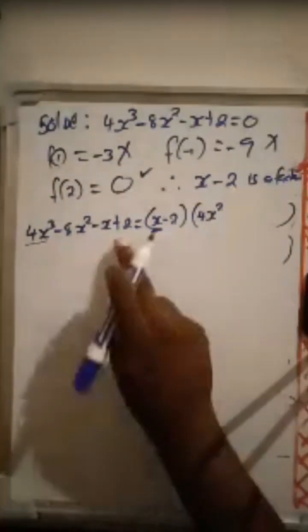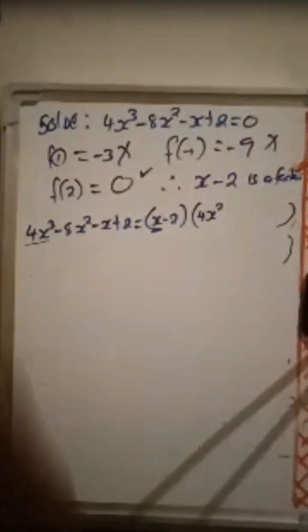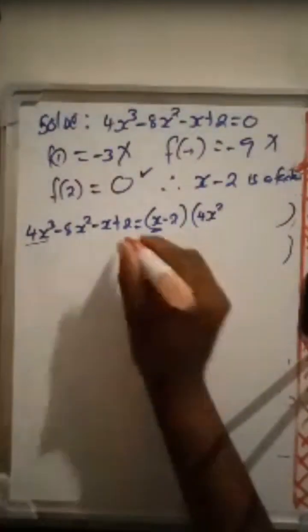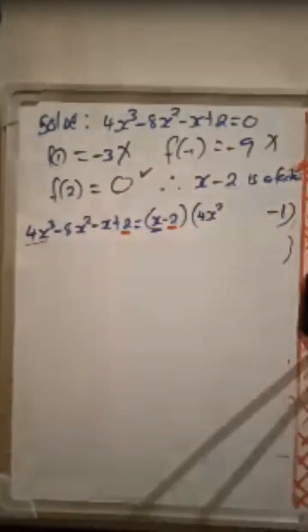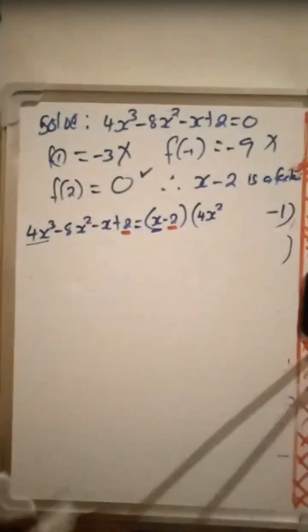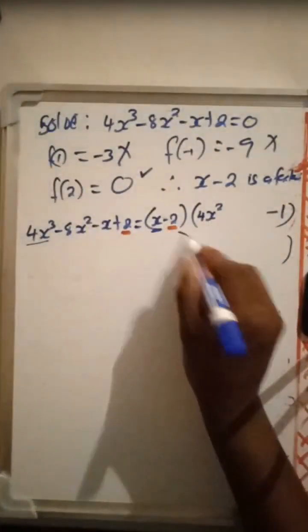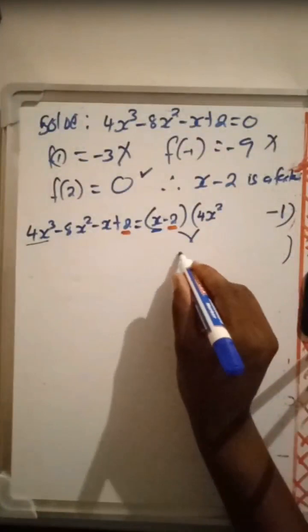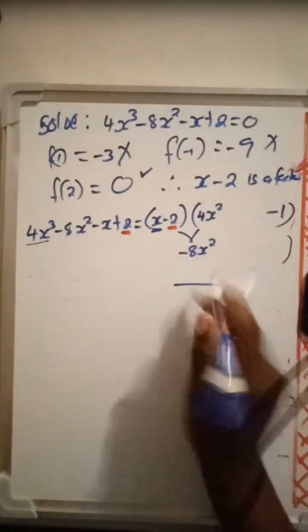Positive 2 divided by -2, what do you get? You get -1. Okay, so after getting -1, now we need to find the third term here. Multiply -2 times 4x squared. What do you get? You get -8x squared.